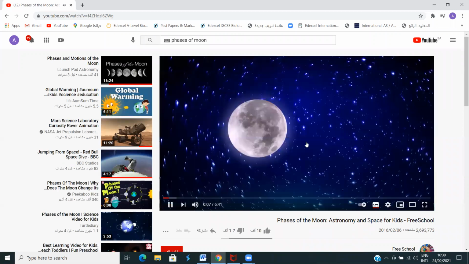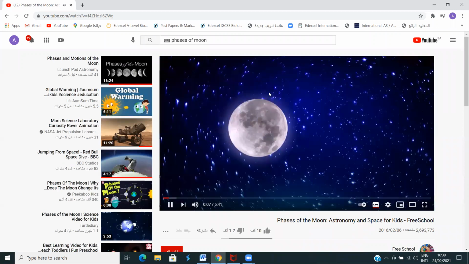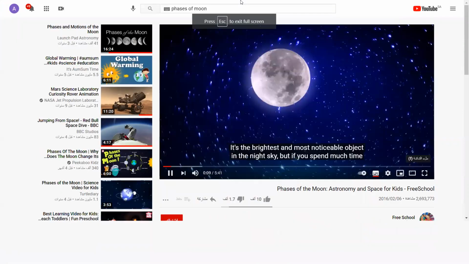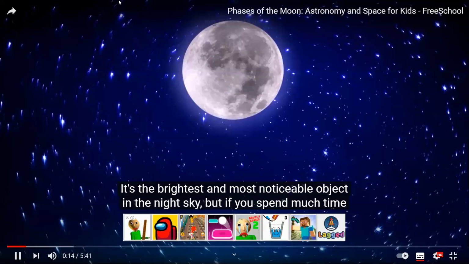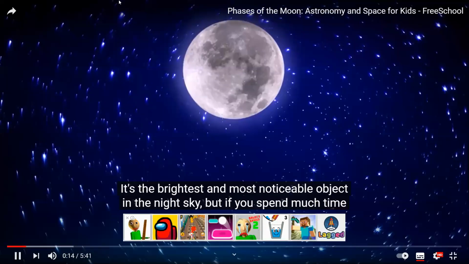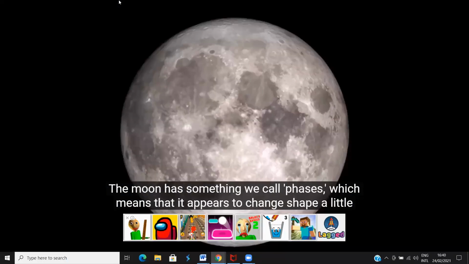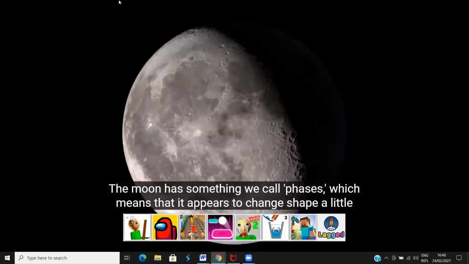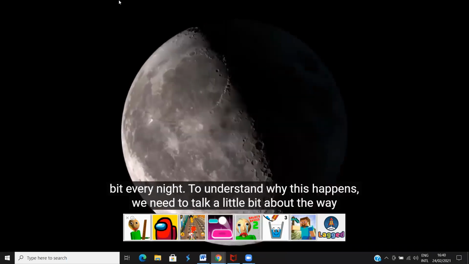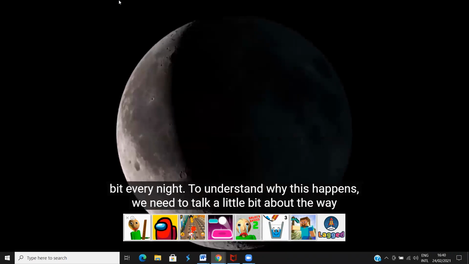It's the brightest and most noticeable object in the night sky. But if you spend much time observing it, you will see that the moon is never quite the same from one night to the next. The moon has something we call phases, which means that it appears to change shape a little bit every night. To understand why this happens, we need to talk a little bit about the way the Earth moves through space.